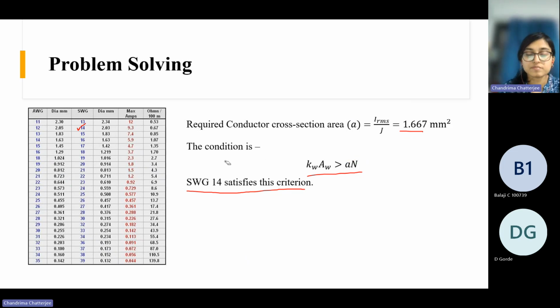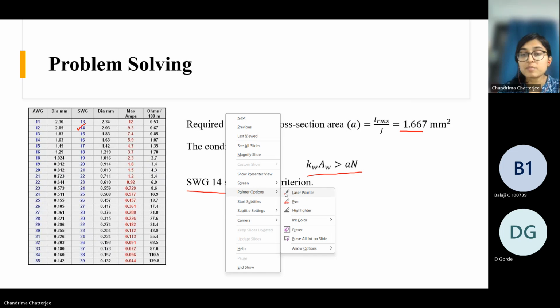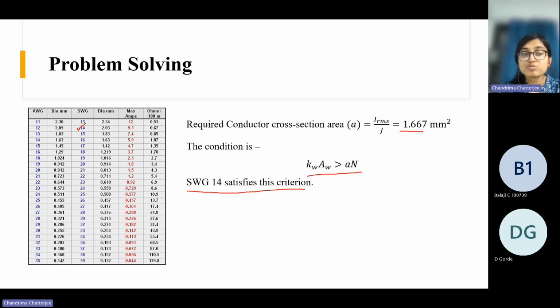The point is that even if you choose SWG13, you will see that the cross sectional area comes out to be greater than this. But SWG13 doesn't satisfy this condition. There you will find A N is greater than K_w A_w. So that's why you will have to check three or four wires and see which one satisfies this equation.